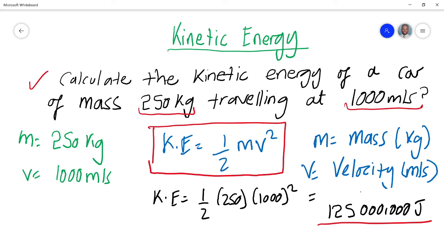So to summarize, kinetic energy is energy in motion. Anything that's moving will have with it kinetic energy. The formula for kinetic energy is half mv squared, where m is my mass in kilograms and v is my velocity in meters per second. And then we looked at an example. We had the kinetic energy of a car of mass 250 kilograms traveling at 1,000 meters per second. Substitute 250 as m and 1,000 as v and square that, and you're going to get 125 million joules.